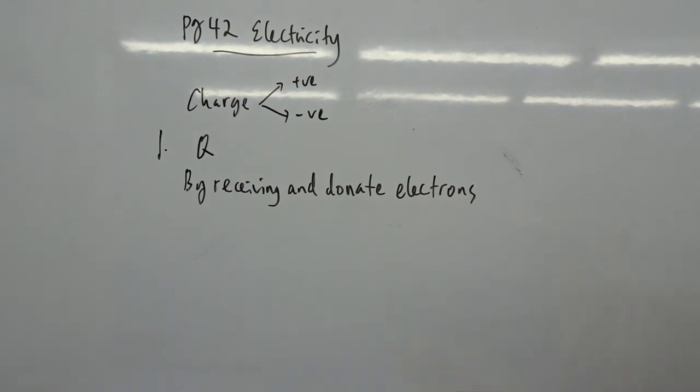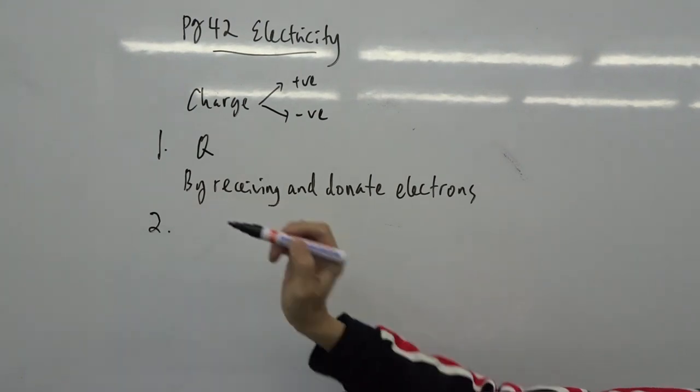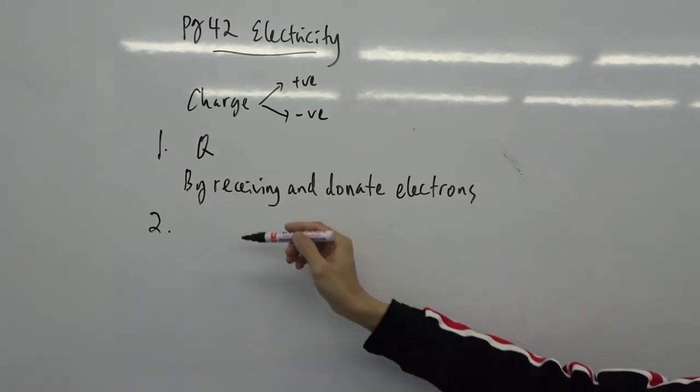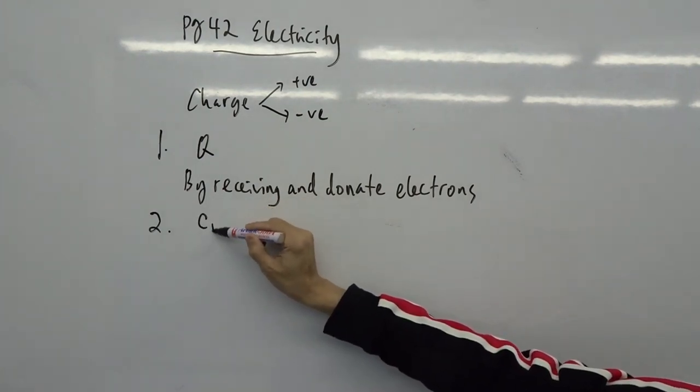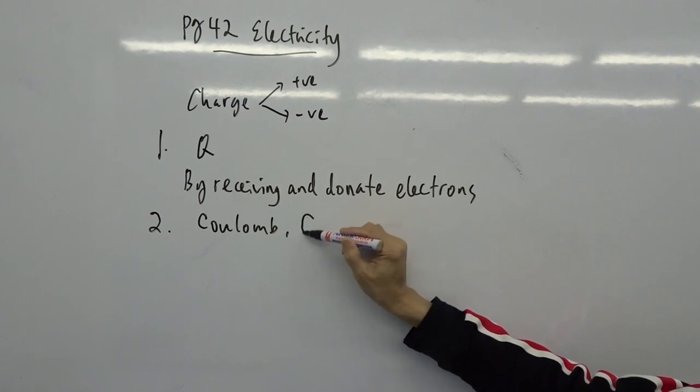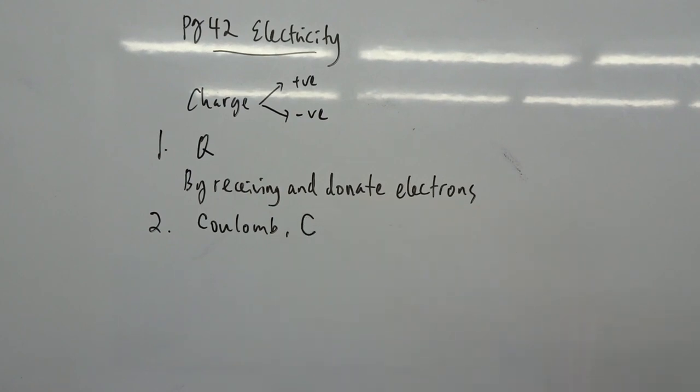然后 number two. State the unit of electric charge. Unit of electric charge 是 Coulomb. Coulomb symbol 是 big C.